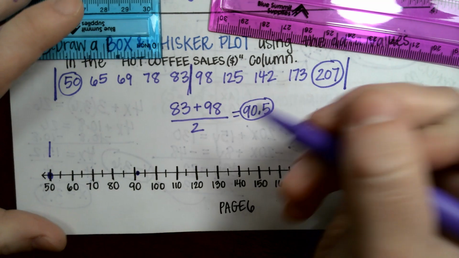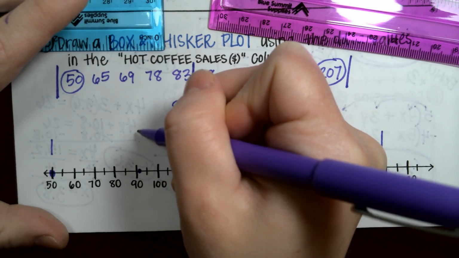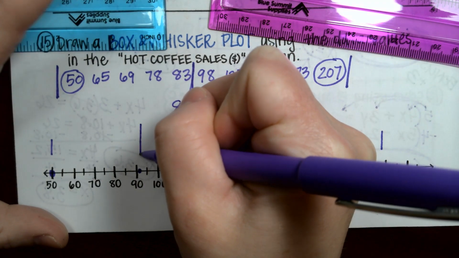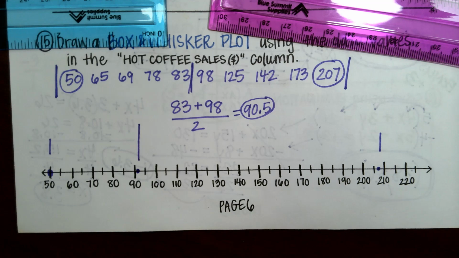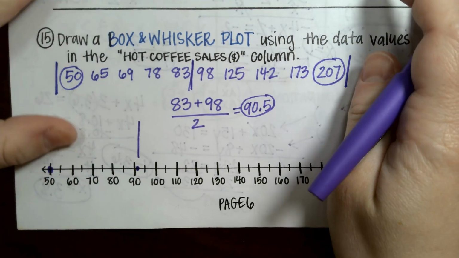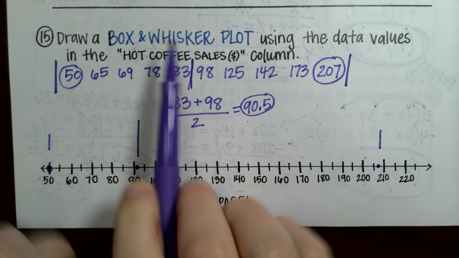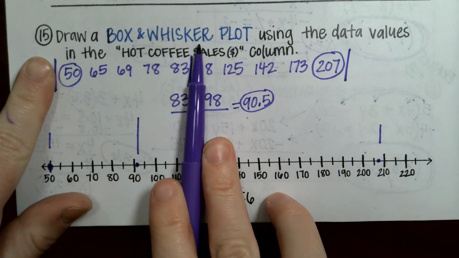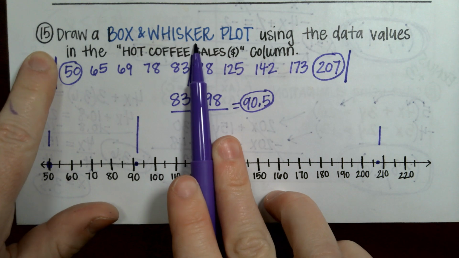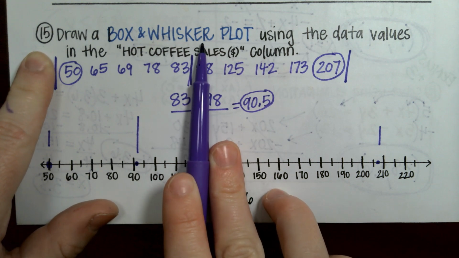Silly, silly, silly. So this is our Q2. It's the middle of our box. We could go ahead and draw that line if we wanted to. And now since we didn't have a number in the middle here, we don't have to exclude anything whenever we find the Q1 and Q3, the medians here.